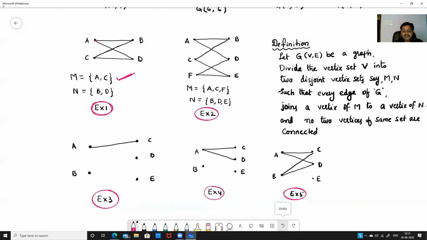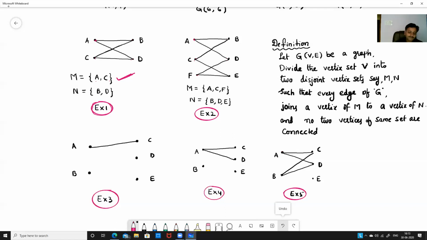Right? Let me check example 2. What are the vertices in M? A, C, F. Is A connected with every other vertex? Let me check. A is connected to B. A is connected to D. But A is not connected to E, right? A is not connected to E. Similarly, C is connected to B, C is connected to E, but C is not connected to D. F is connected to D, F is connected to E, but F is not connected to B.